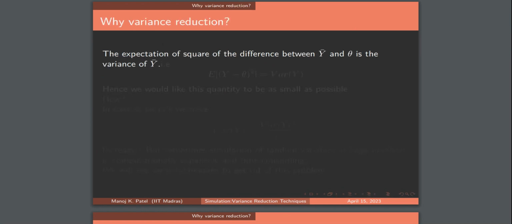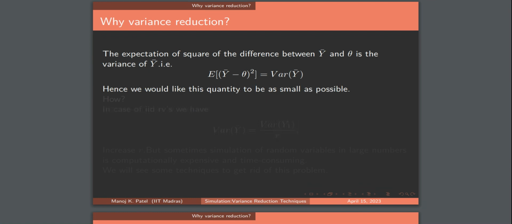The main quantity is the expectation of the squared difference between Y bar and theta, which is equal to the variance of Y bar. So we would like this quantity to be as small as possible. That means Y bar will be a good estimator for theta.